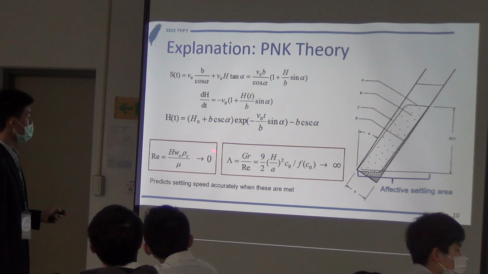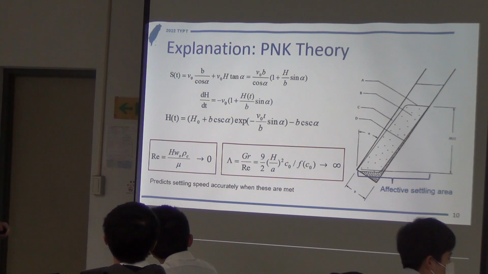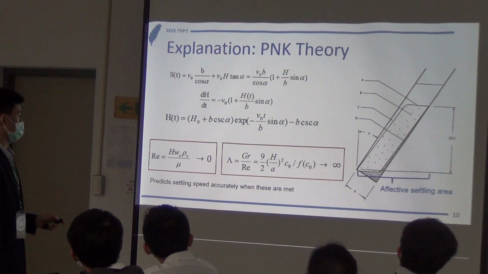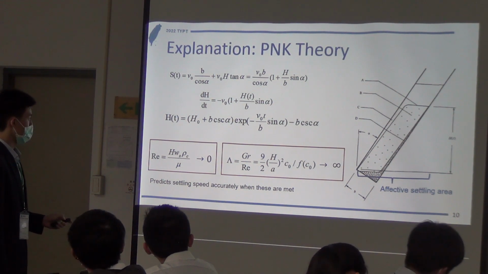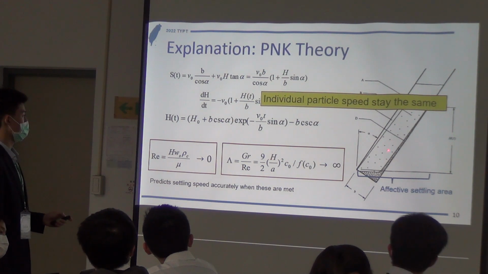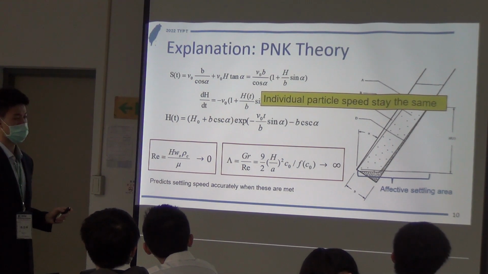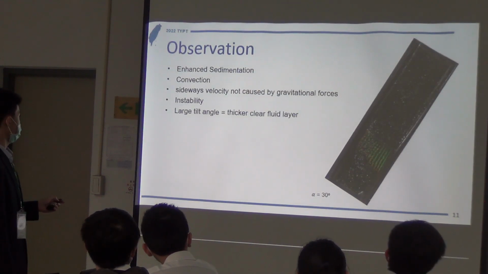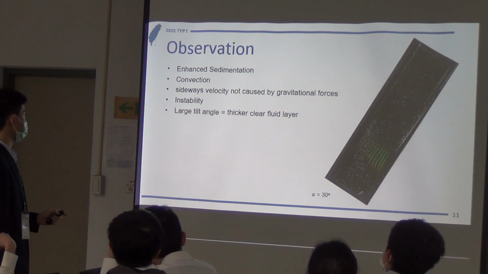So PNK can predict the settling rate accurately when these two conditions are met. That is, the Reynolds number approaches 0, and lambda, the ratio between the Grashof number and the Reynolds number, approaches infinity. In this analysis, the settling velocity of an individual particle stays the same, and that is already different from our observation. So we can already conclude that when you tilt the container, the sedimentation rate is intense.